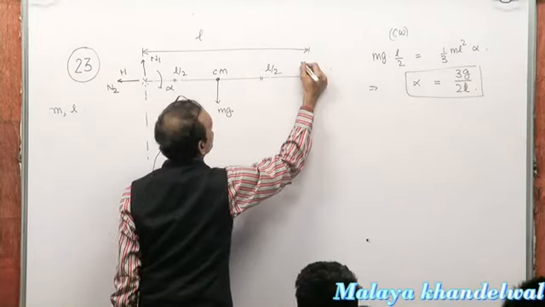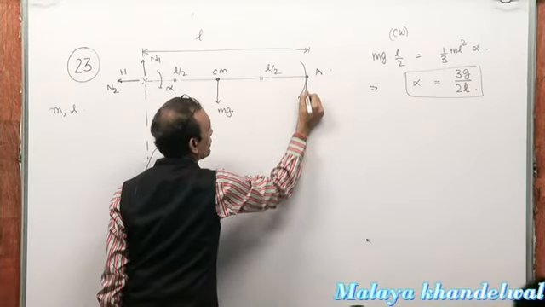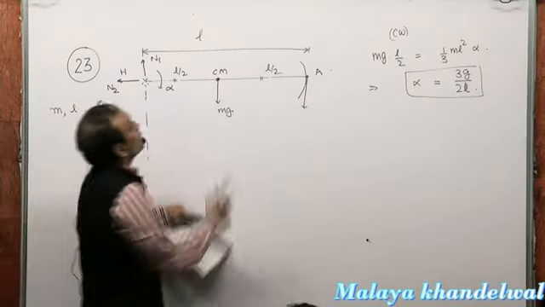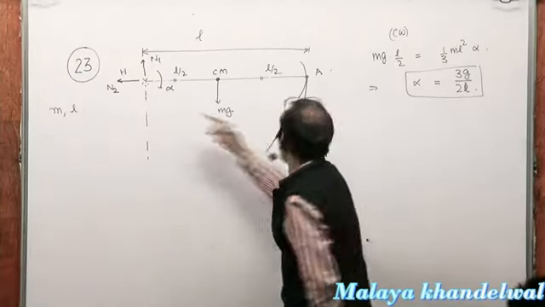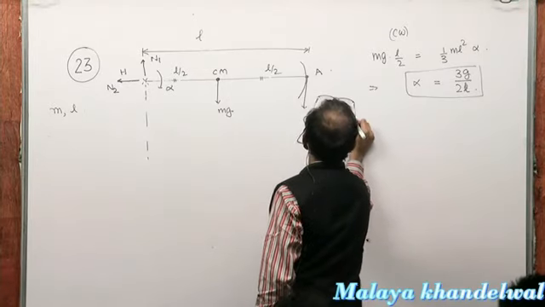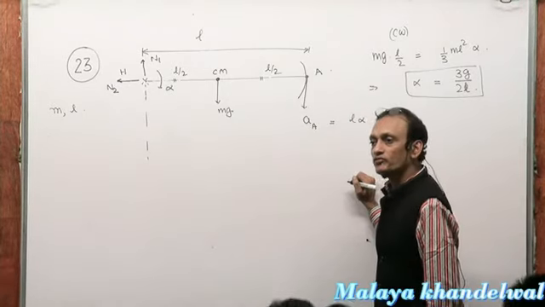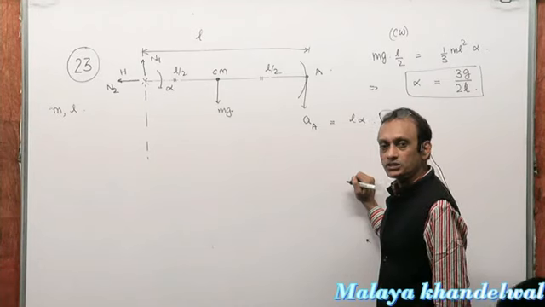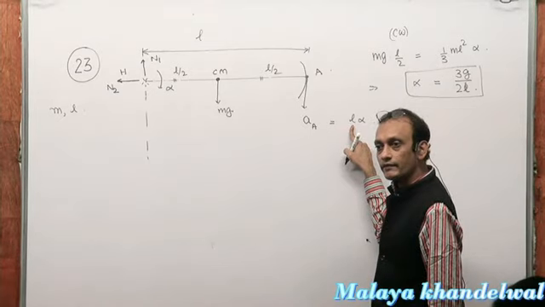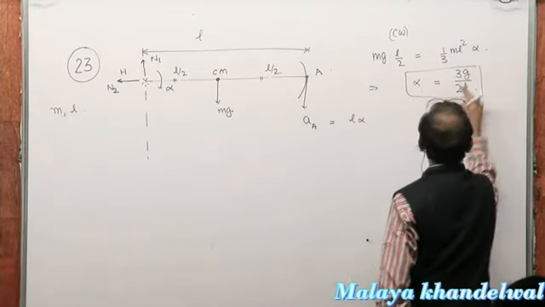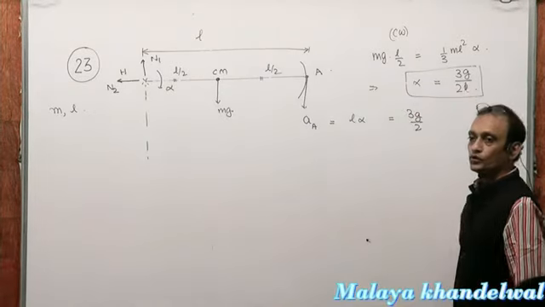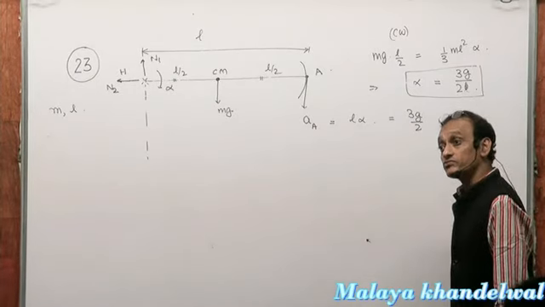The point A is moving in a circle of radius L, centered at the hinge, with angular acceleration alpha. So the tangential acceleration of the end A will be L alpha, that is, radius times alpha. It's moving in a circle of radius L, centered at H. L alpha is 3g by 2. That's the tangential acceleration of the end A.